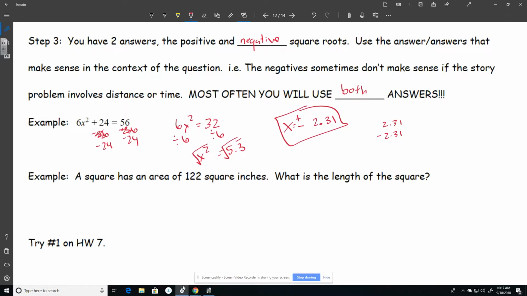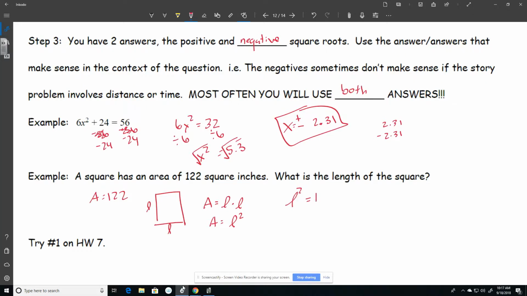Okay, one more example. A square has an area of 122 square inches. So the area equals 122. What is the length of the square? Well, if I have a square, I know that my length is the same on all sides because it's a square. And area equals this length times this length. So my area equals length times length, or my area equals length squared. Well, I don't know the length. That's what I'm looking for. So that's my unknown.